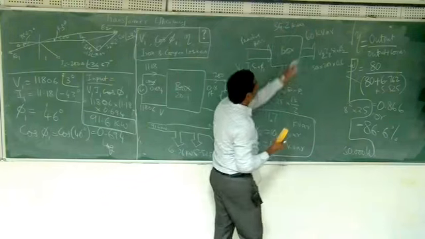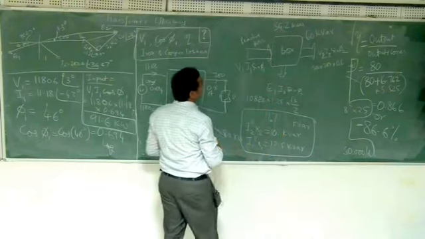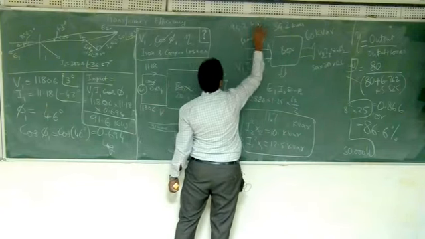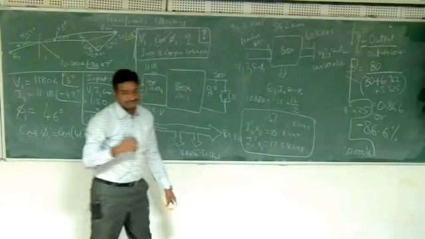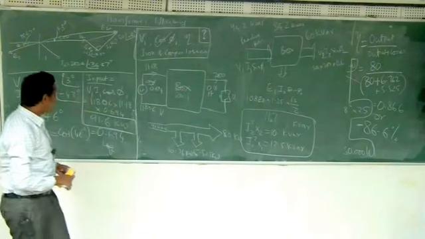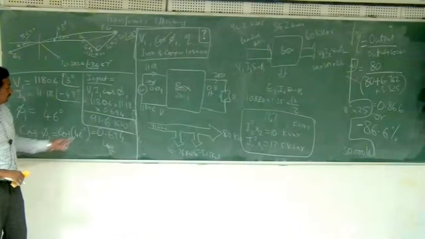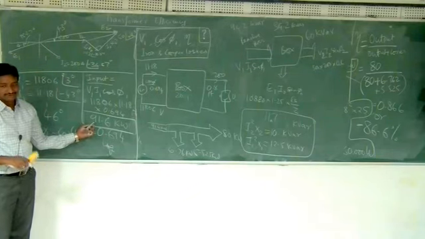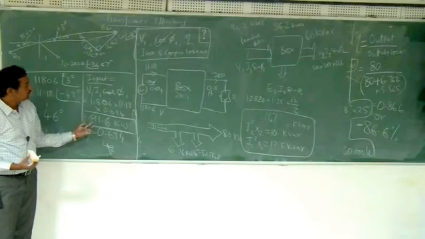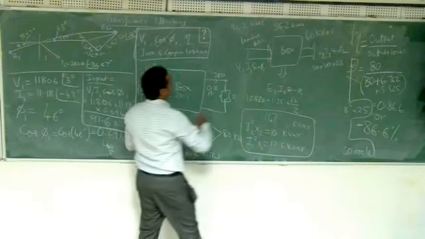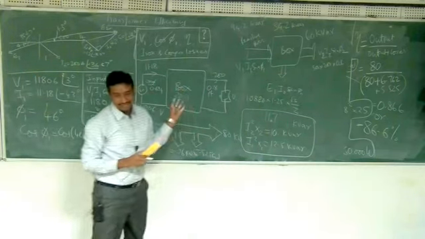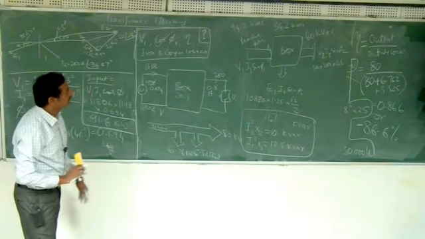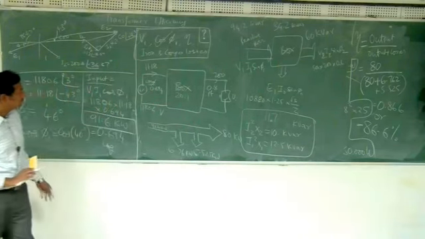So 60 plus 34.2 will be 94.2 kVAR. How much was the active power? 91.6 kilowatt was the active power input. So you see it's almost an equal amount, in fact more reactive power has flowed in the primary side.